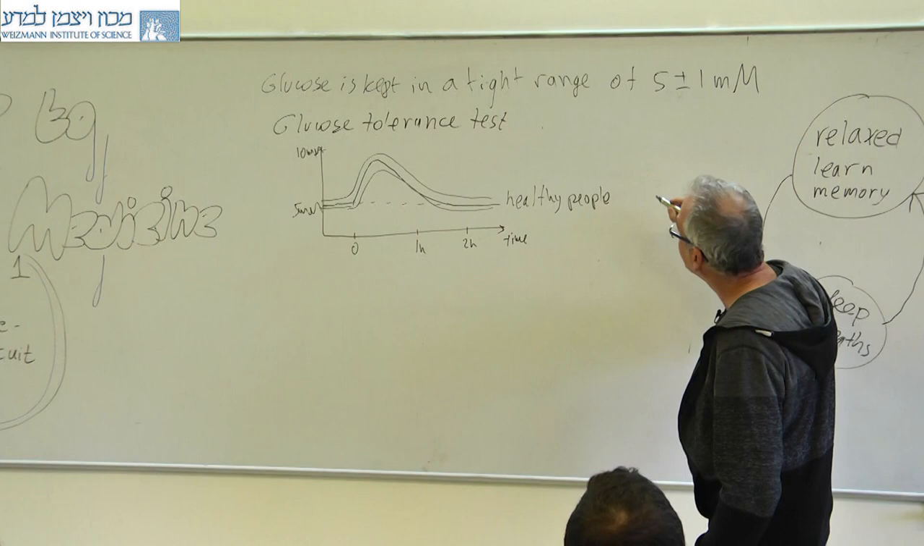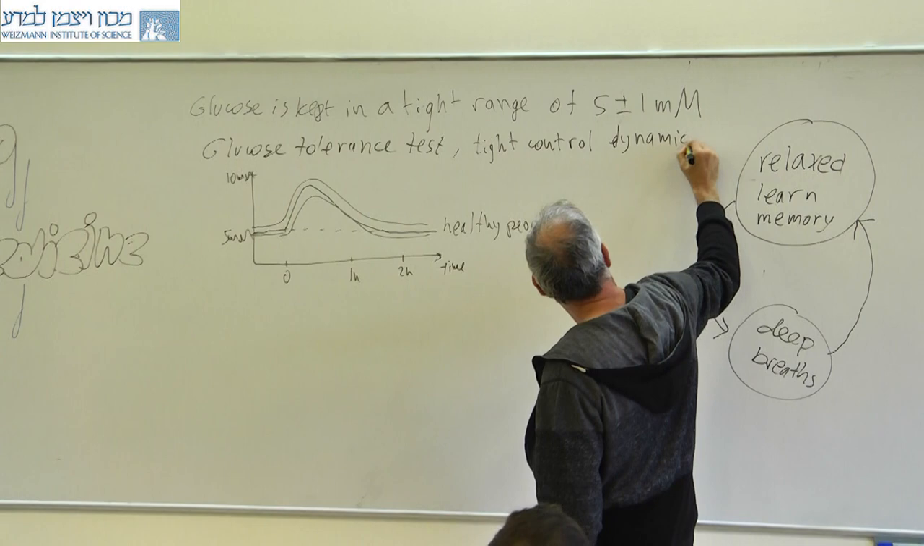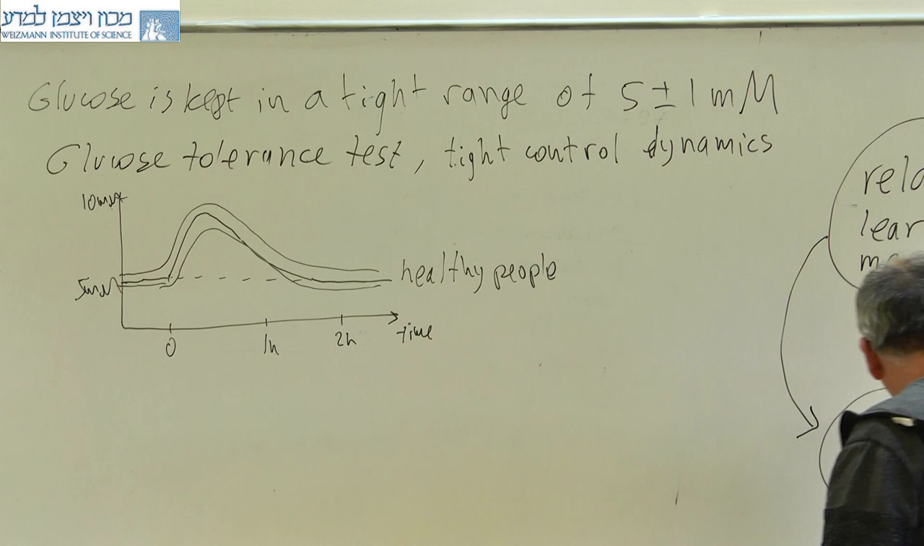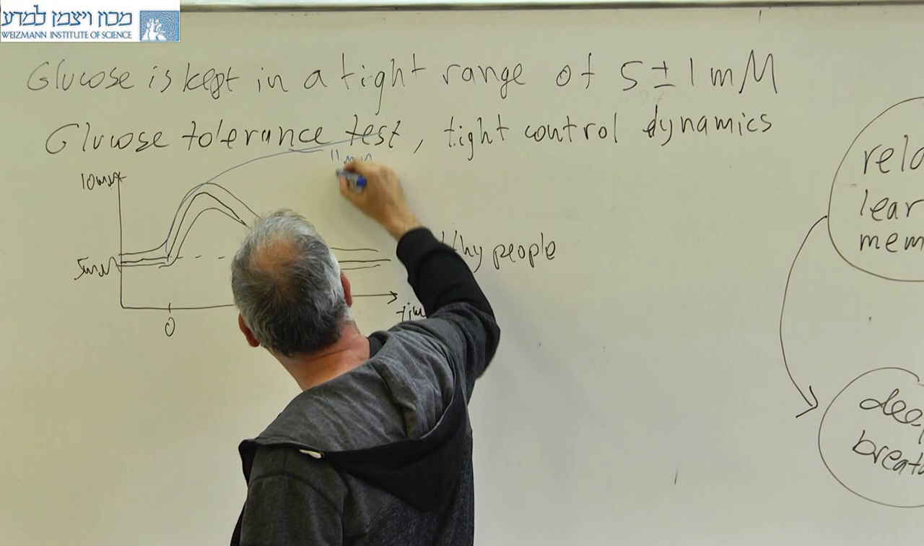So we say tight control not only of the steady state, but of the entire dynamics. It's less tight than steady state, but still. If after 2 hours your glucose exceeds 11, that's a criteria for diabetes.